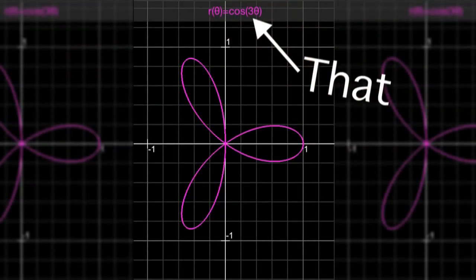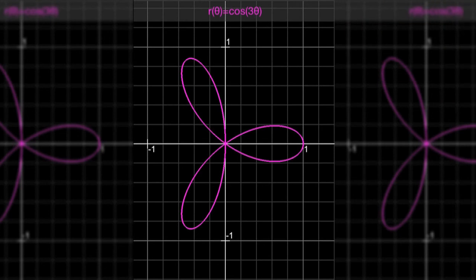Cosine 3 theta is next. That's also a polar rose, but this time it's odd. The argument's odd, so we're going to get that number of petals, and it's cosine, so it starts on the x.